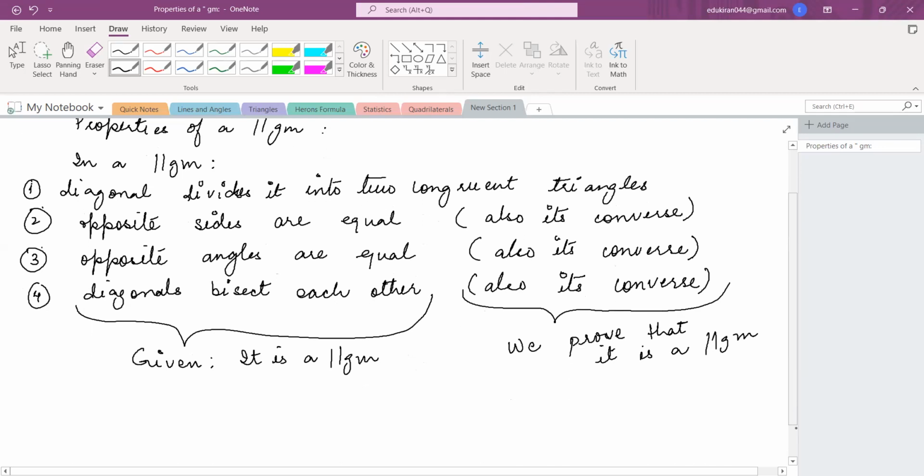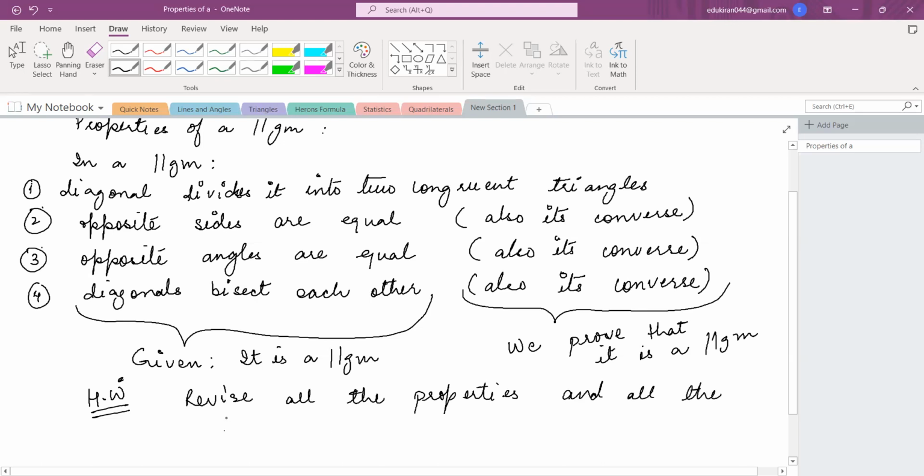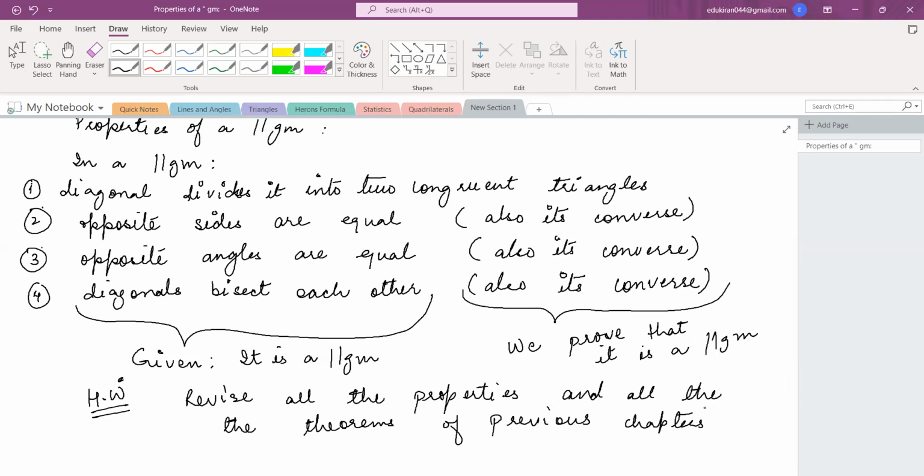So note down the homework I'm giving you. Okay, homework. Revise all the properties and all the theorems of the previous chapter. So we have done chapter lines and angles and triangles. Fine. Yes, ma'am. Please, because those theorems will also be used in this chapter, because otherwise you will not be able to do any question. Okay.